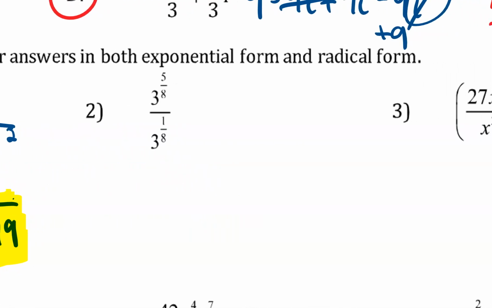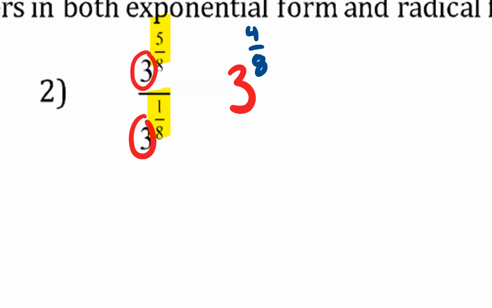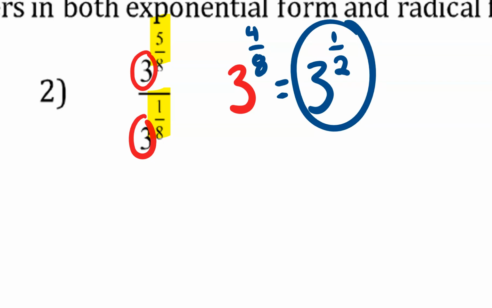Moving on. The next one, we're now dividing like bases. So the bases are 3, that part stays the same. When I'm dividing like bases, I subtract the exponents. So I'm subtracting 5/8 minus 1/8. 5/8 minus 1/8 is 4/8, which reduces to 1/2. That's my answer in exponential form. I also need to write it in radical form, which is just going to be a square root. The index is going to be 2. The power is going to be 1, but that's not necessary to write.